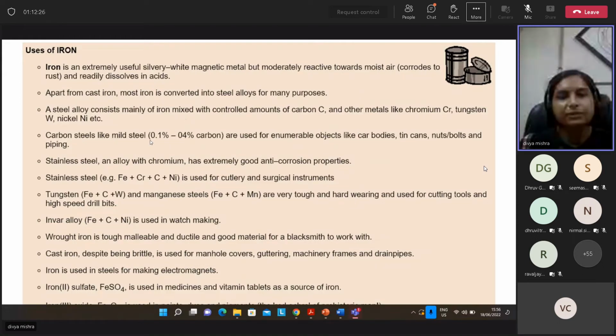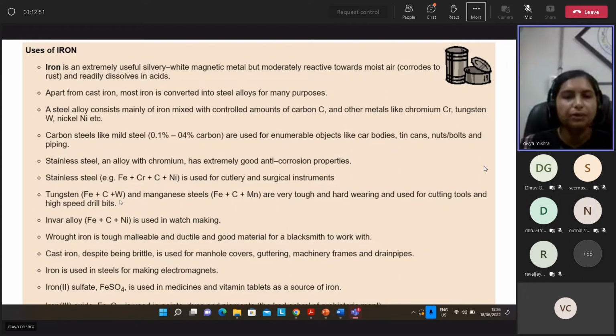Carbon steels like mild steel have 0.1% to 4% of carbon. Then in stainless steel, we add chromium to get an alloy with good anti-corrosive property. Then for surgical instruments and for cutlery, we also add nickel.